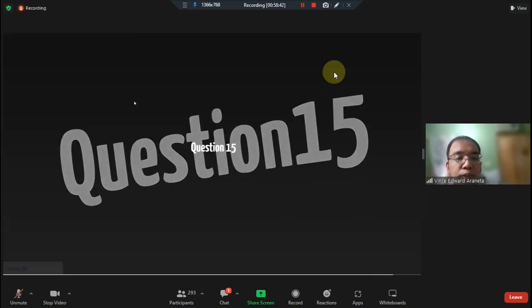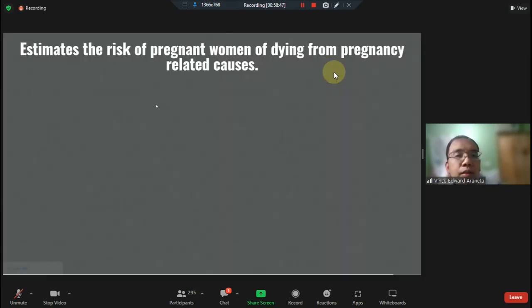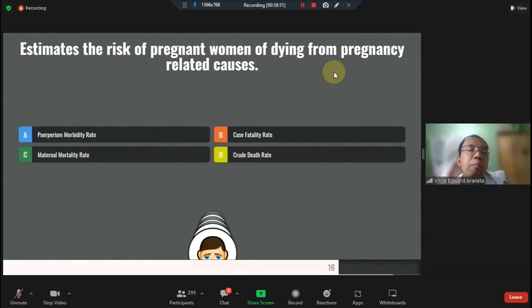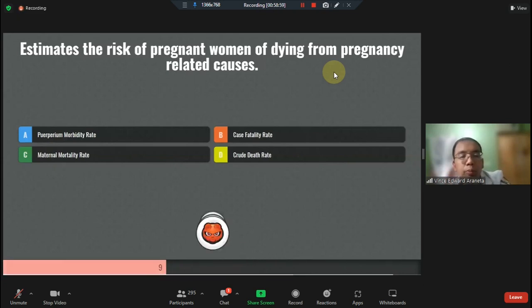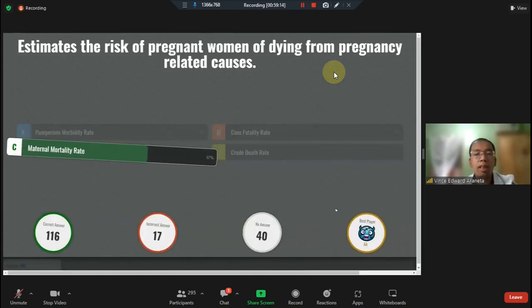Last question. It's the regular question. Estimates the risk of pregnant women of dying from pregnancy-related causes. This is very easy. Maternal mortality rate. That's for AA.